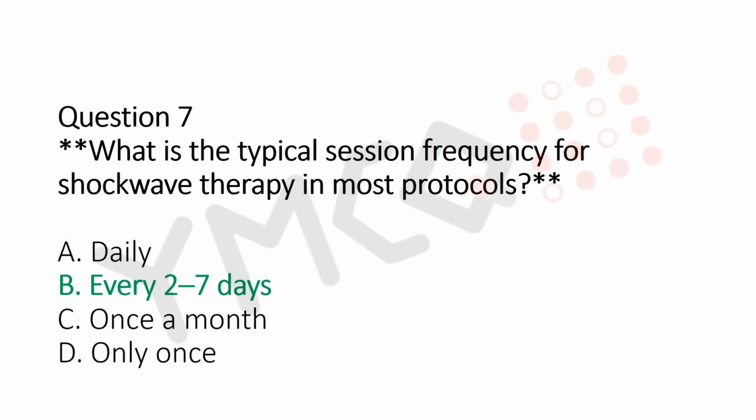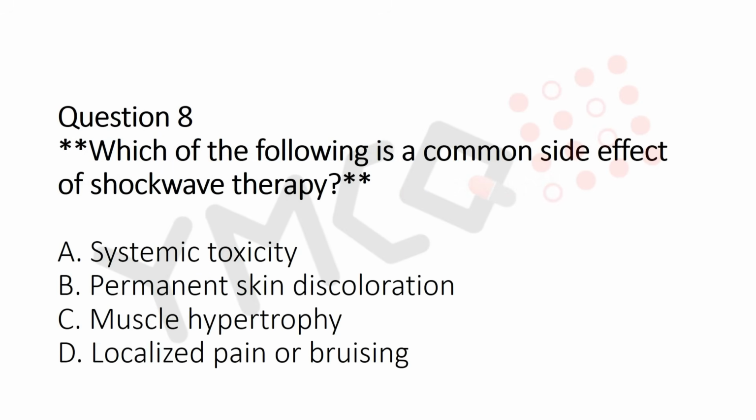Now let's move to question number 8. Which of the following is a common side effect of shockwave therapy? Option A, systemic toxicity. Option B, permanent skin discoloration. Option C, muscle hypertrophy. Option D, localized pain or bruising. And the answer is Option D, localized pain or bruising.